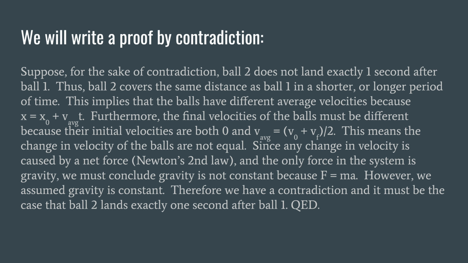Since any change in velocity is caused by a net force, and the only force in the system is gravity, we must conclude gravity is not constant, because force is mass times acceleration. However, we assume gravity is constant. Therefore, we have a contradiction and it must be the case that ball 2 lands exactly 1 second after ball 1.